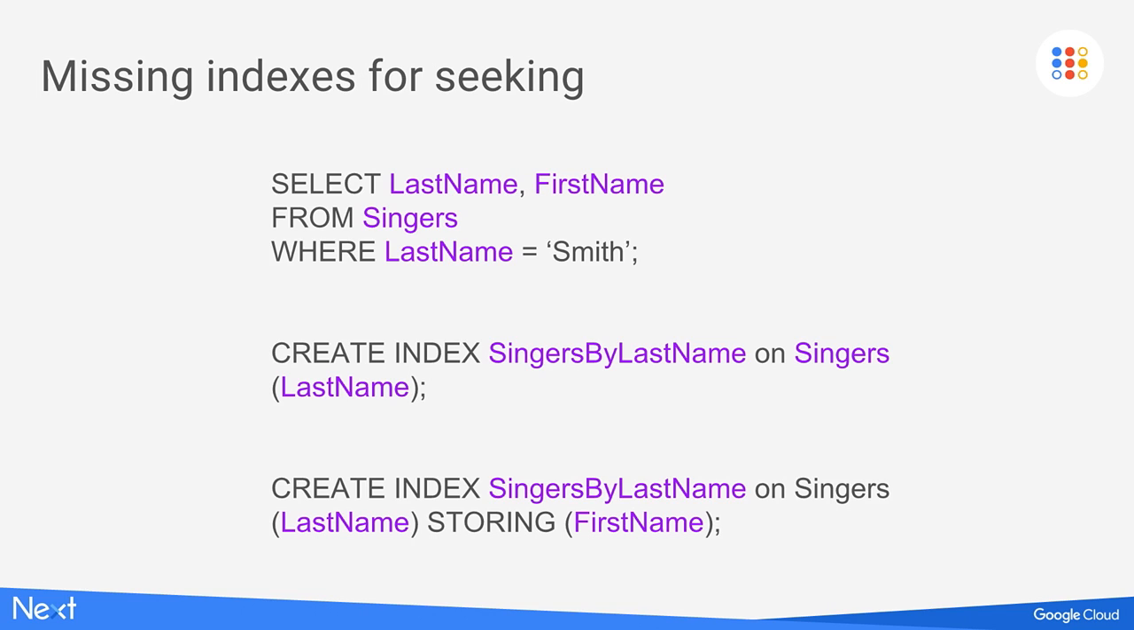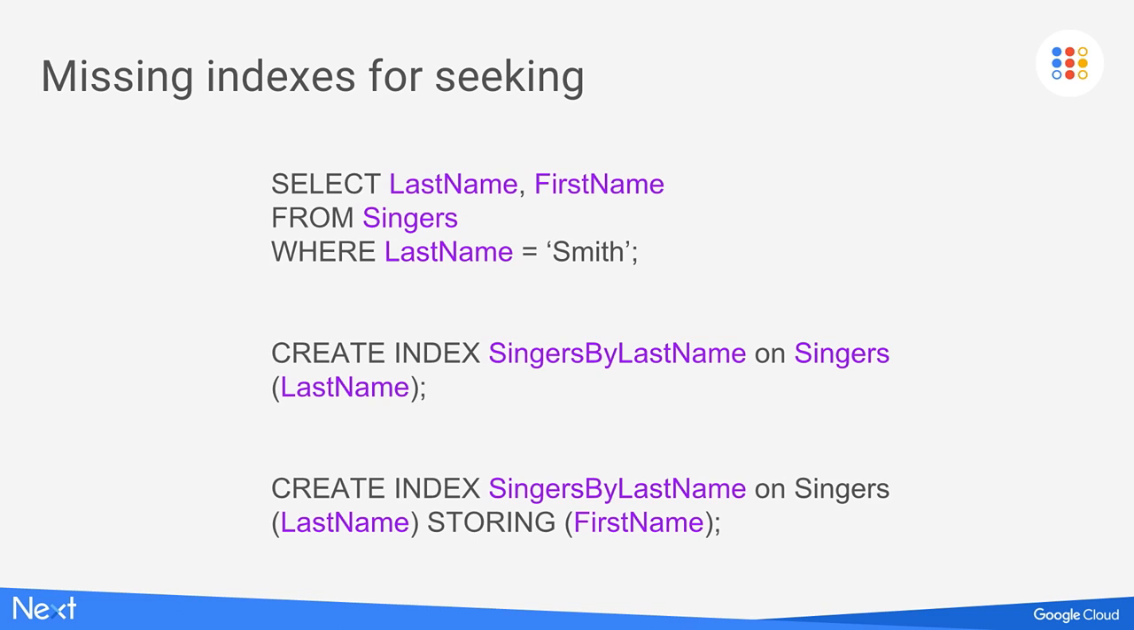Now, I can actually make this faster. If I go ahead and do this first query, select last name, first name where last name equals Smith, I will find the row based on last name, but I still have to go back to the primary table to get the first name. So I still have to join back to the primary table after I find the key. So the way that you can optimize this in Cloud Spanner is using the storing function. So you can say create index singers by last name on singers, last name, storing first name.